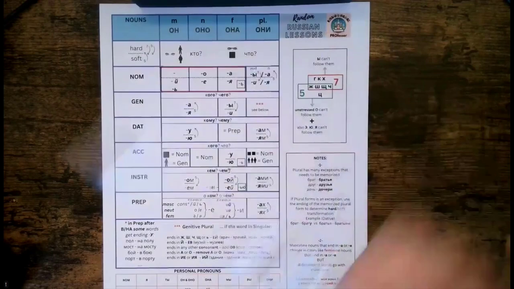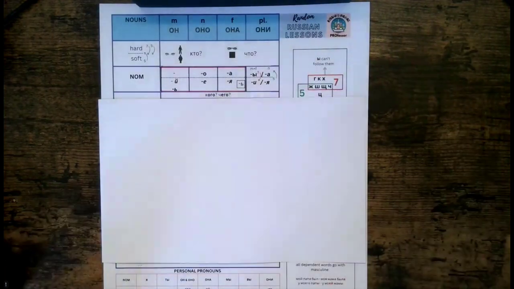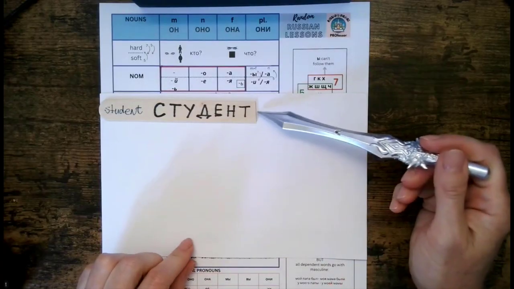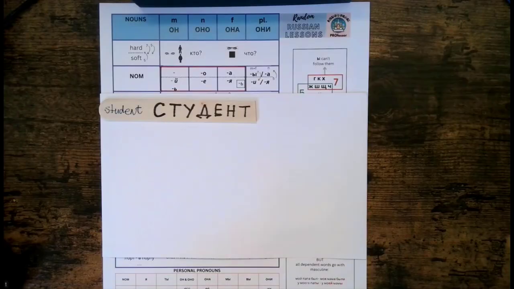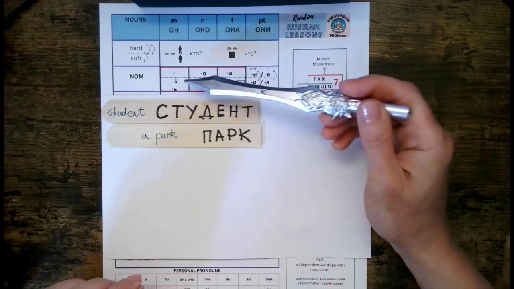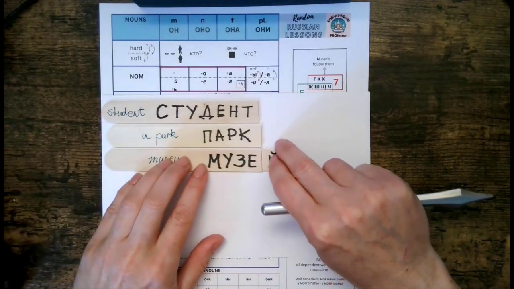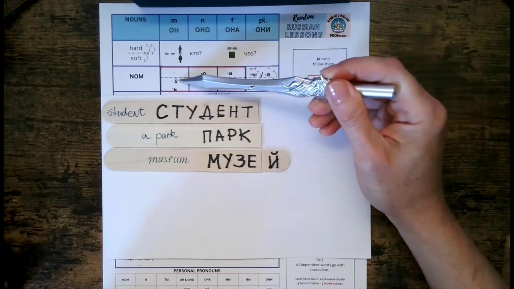Okay, let's start with masculine. And let me very quickly show you what words I selected for masculine. So we have the word student. And as you can see, it ends in a consonant, so it will fall right here. Then we have the word park. Also ends in a consonant and also will fall right into this category. Then my next word for you is the word музей. So here we have a краткое, and that means it falls right here.